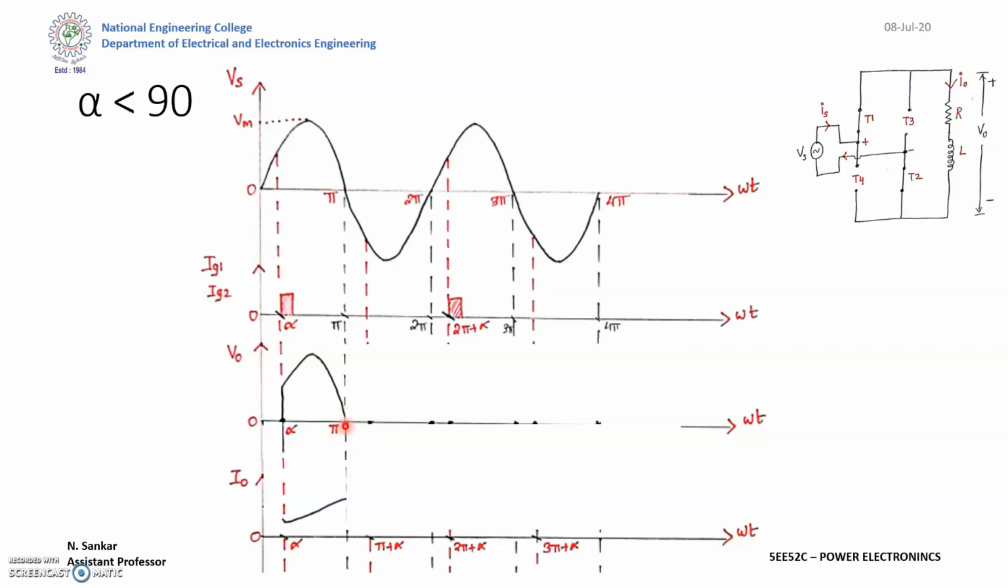So this is what we saw in the previous lecture with R load. But here we have inductive load. So the inductor has a capability of storing energy. It will store the energy and it will discharge the energy, but it won't do anything suddenly. It will discharge the energy gradually. So what will happen here is the inductor will start discharging.